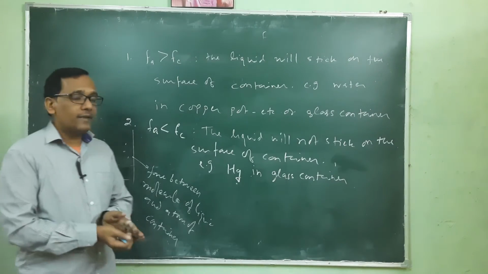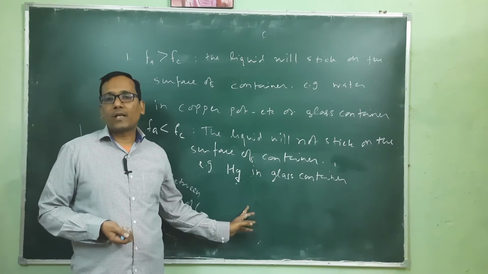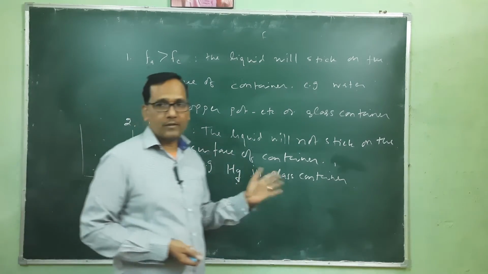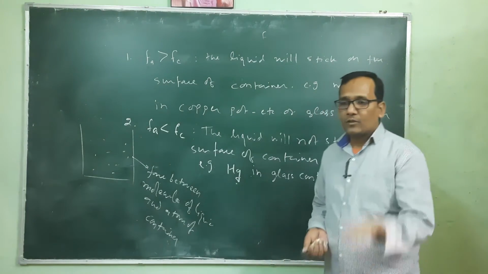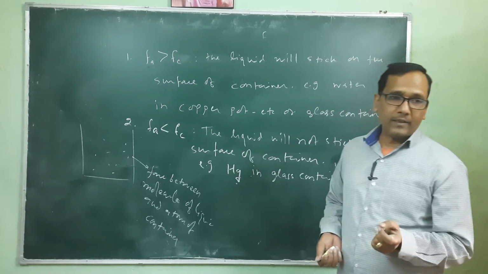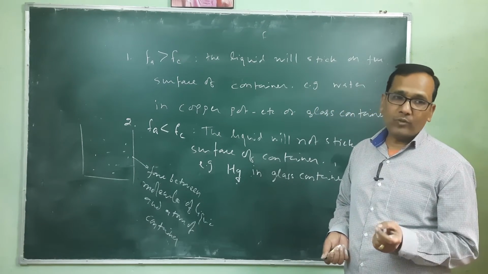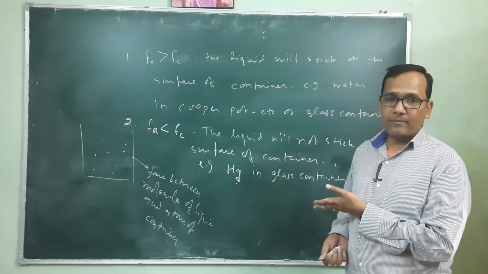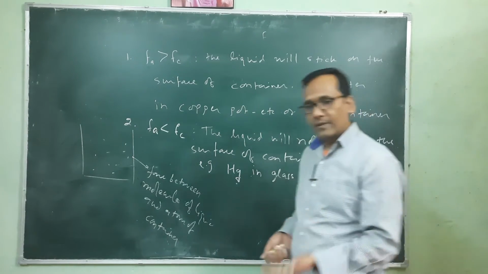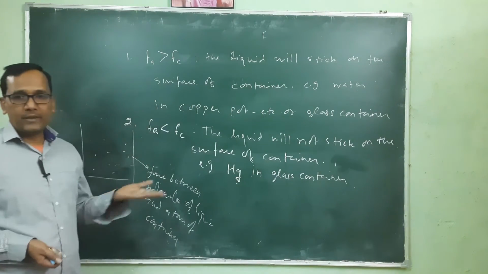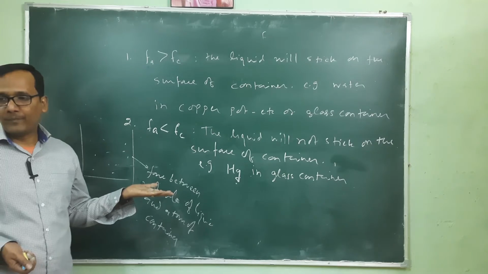and this is the reason why Hg is used in thermometers, because it has no sticking property and it can move freely in the glass tube with the effect of temperature. Because it is a metal, it expands with temperature, so it can move freely in the tube, because there is no adhesion property in it.